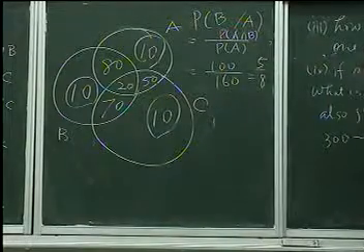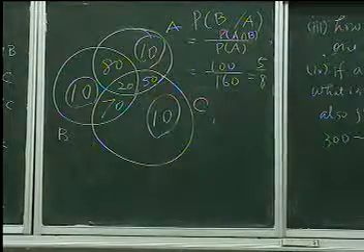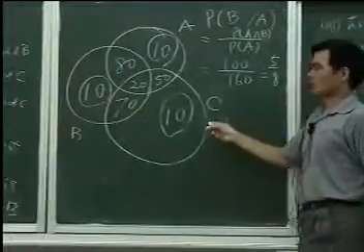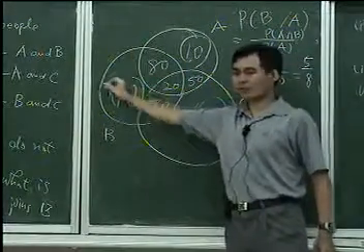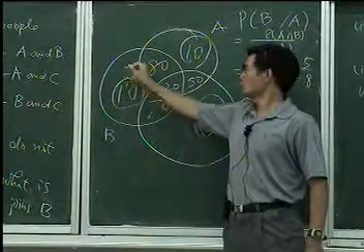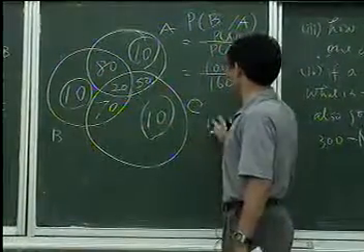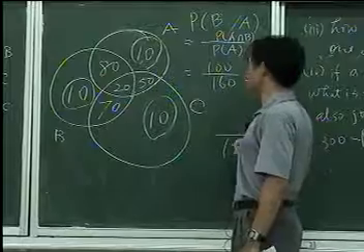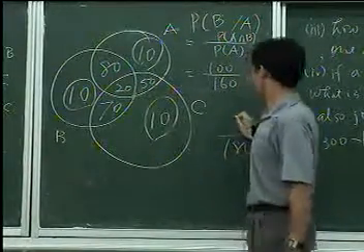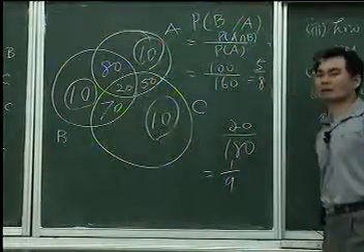Okay, 30. Question 4. If a person joins B, what's the probability that he also joins A and C? So we are looking at this, right? This person joins B, but we want to know how many people join B and also join A and C. So how many people in B? 180. And how many people join A and B and C? It will be here, right? So 20. And that will be equal to 1/9, okay?